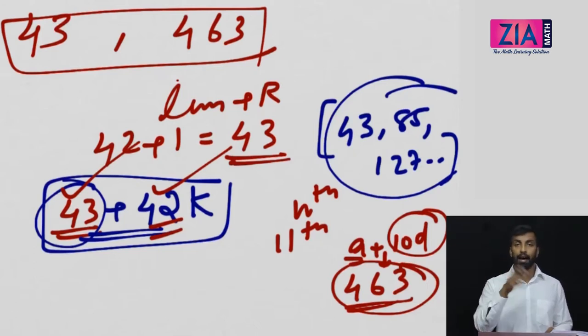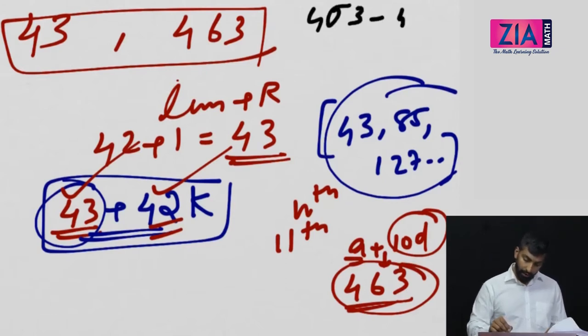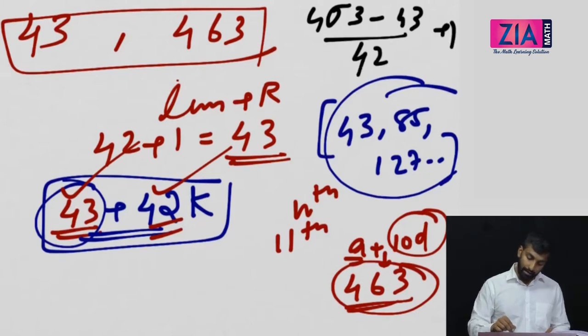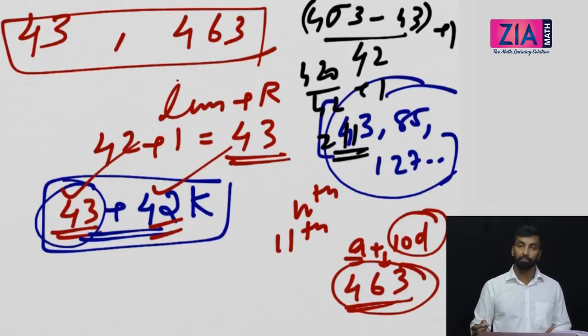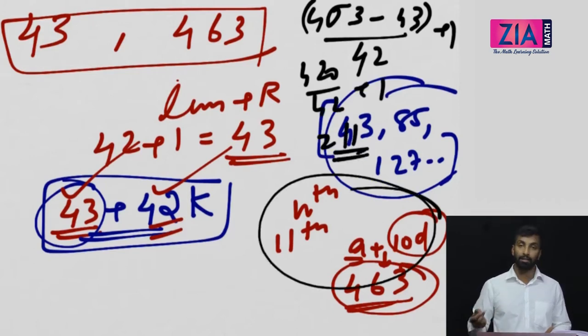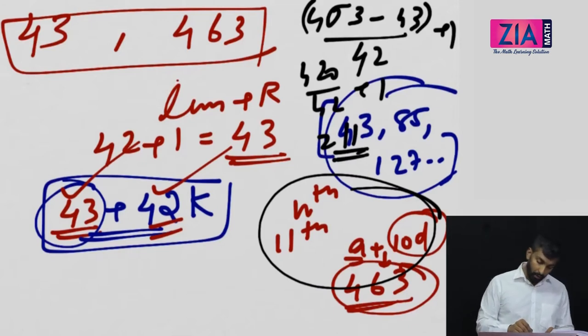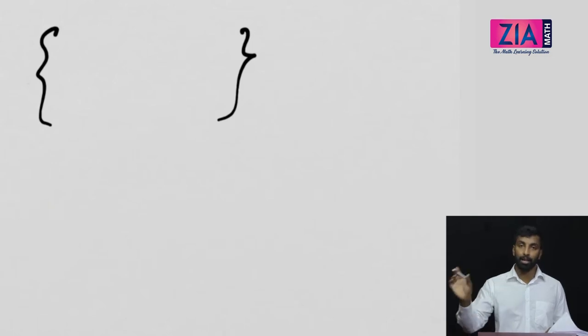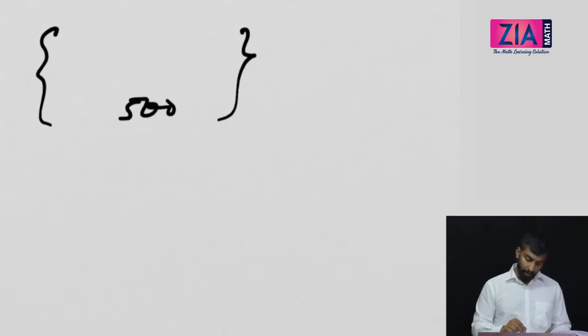Now your answer is last minus first divided by common difference plus 1, right? How will you do it? 463 minus 43 divided by common difference, that is nothing but 42, plus 1. What you will get is 420 by 42 plus 1, that is nothing but 11. That's what you in fact found out here, the 11th term. So this is another question. Now what else can they ask you? If you have a set of such numbers within a range of 500, you know the first term is 43, last term is 463.